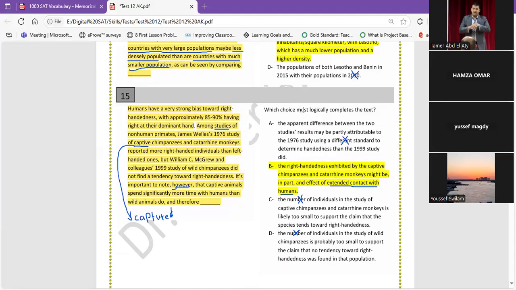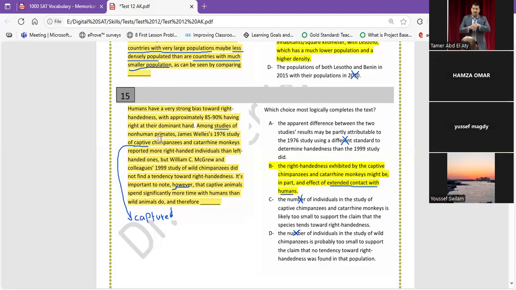It said here, which choice most logically completes the text? Look at the last sentence. He said, "However," so take the sentence before. He said, among studies of non-human primates. Which studies? We have to take the sentence before, so from here: humans have a very strong bias toward right-handedness. So they have a fallacy, with approximately 85 to 90% having the right as their dominant hand.